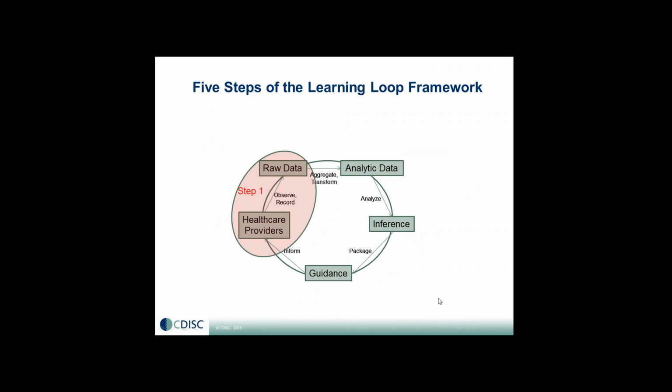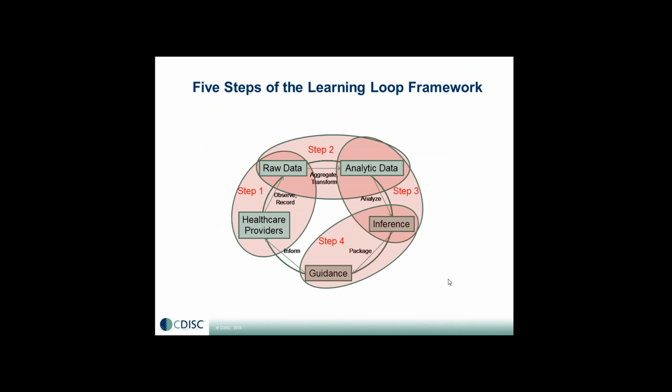So there are 5 steps here. The first step is to start with the healthcare providers and the mechanisms that they use to create raw data. The second step is taking that raw data and aggregating or transforming it so that we now have an analytic data set, which is analyzed in step 3, creating an inference, which is then packaged into some sort of guidance. And that guidance then returns to the healthcare setting and informs the actual care process.